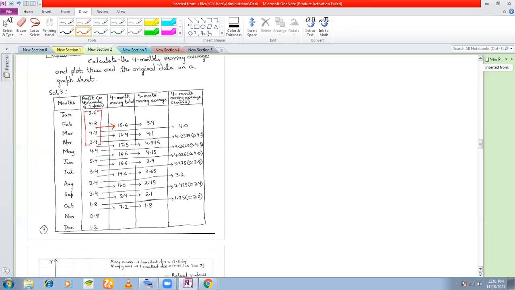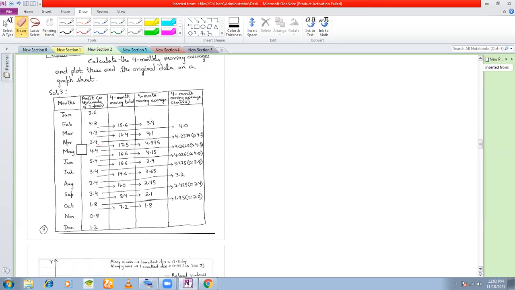Okay, which is 15.6. Now what I do is I take the 4-month moving averages. The 3.9 that I am getting is 15.6 divided by 4. And see that I am writing it in between, in the space here, because this is the middle part, right? And I have written the 4-month moving average.